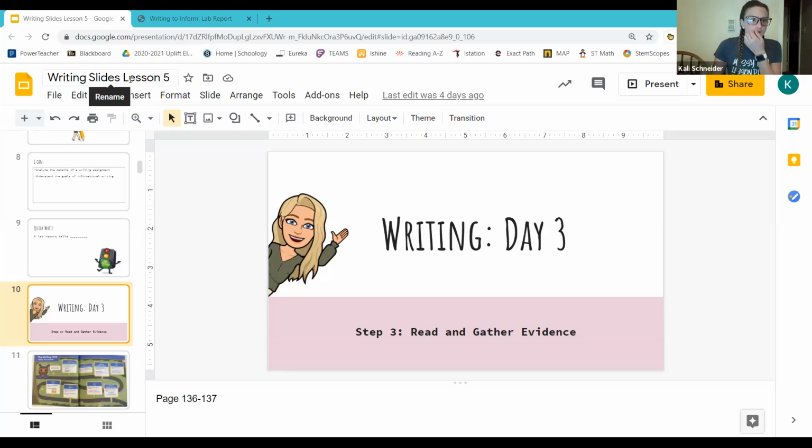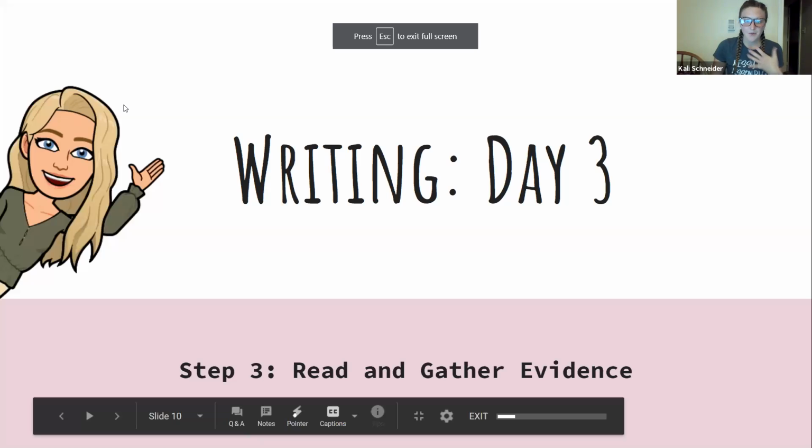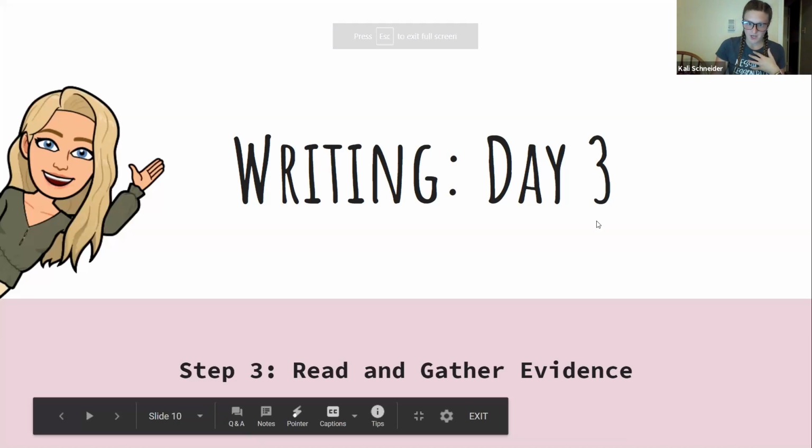We're going to go ahead, since we unpacked our assignment, and dig right into our mentor text to gather our information. So we are going to look at our PowerPoint slides for today so that we can make sure that we understand what we're doing. We are on day 3 of our writing. We're going to read and gather our evidence.